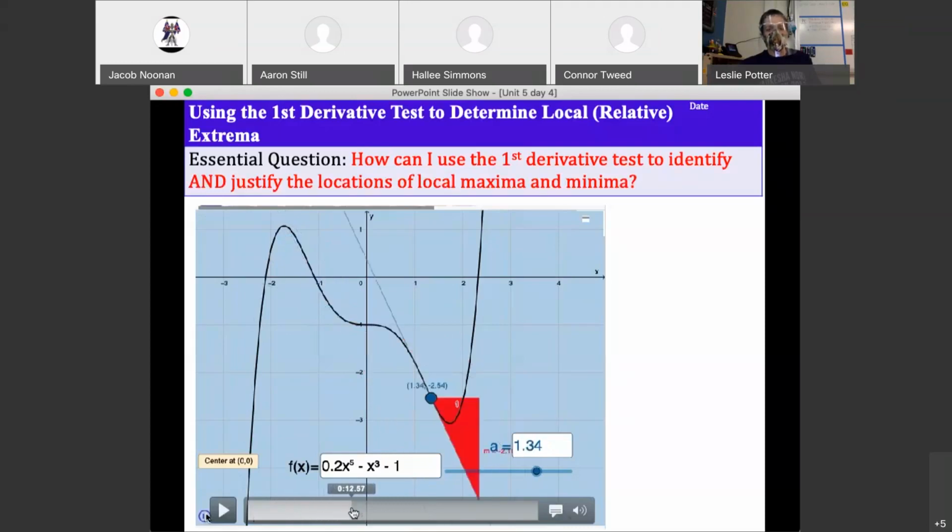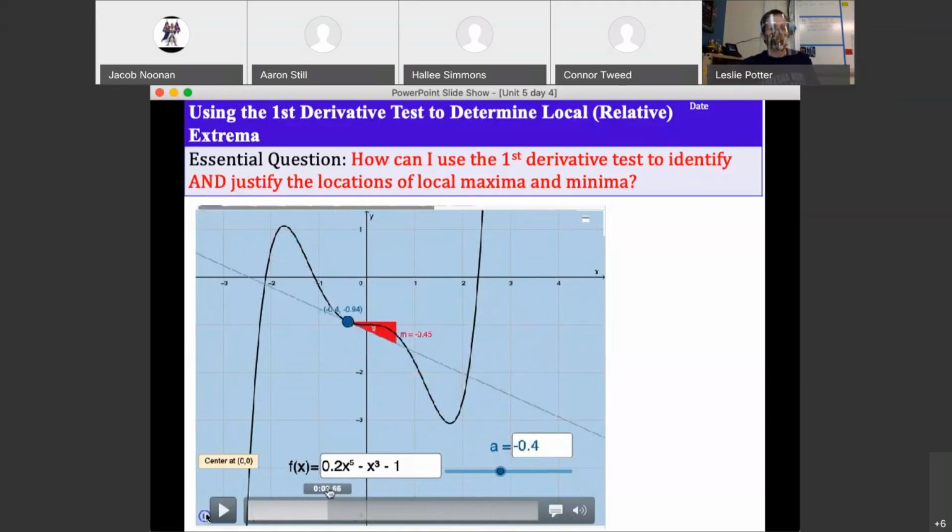Then similarly for a minimum, as we go through that trough, that valley, our slopes are going from negative to positive. And if I could get right at that low point of that valley, I could get that horizontal line.